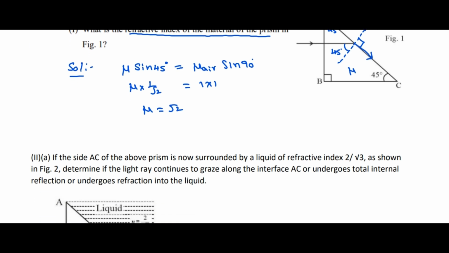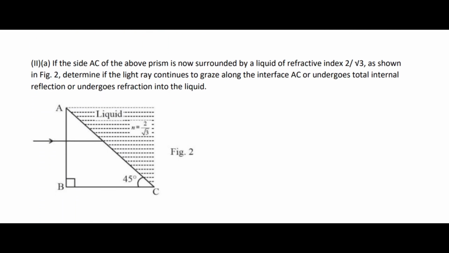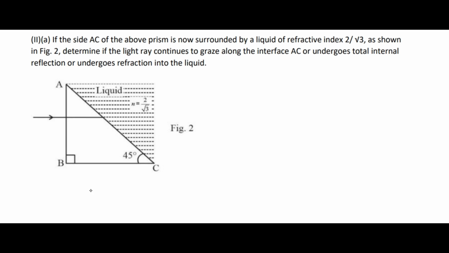Now, if the side AC of the prism is now surrounded by a liquid of refractive index 2 by root 3 as shown in figure, determine if the light ray continues to travel along the interface AC, or undergoes total internal reflection, or undergoes refraction into the liquid. Which case is possible? We need to check. Undergoes refraction. This is the answer.